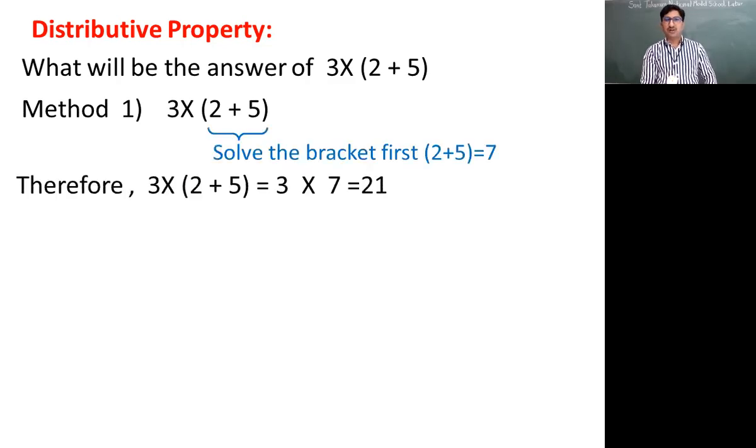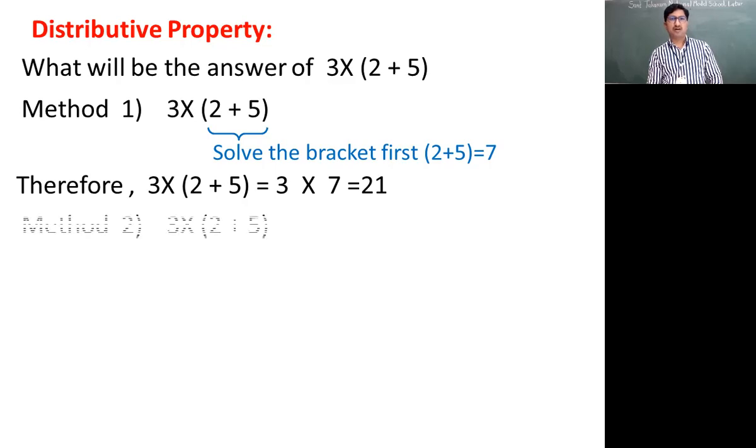Check, solve the bracket first. In that, 2 plus 5 is given, that means 2 plus 5 is 7, and then multiply the 7 with the 3, then we'll get 21. This is the first method. We can say it's very easy. First, we have to solve the bracket.